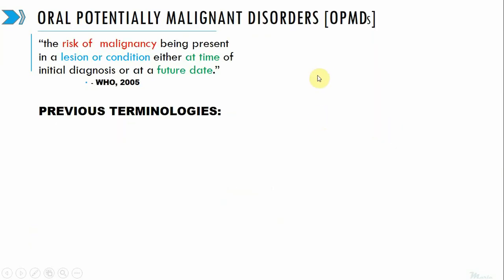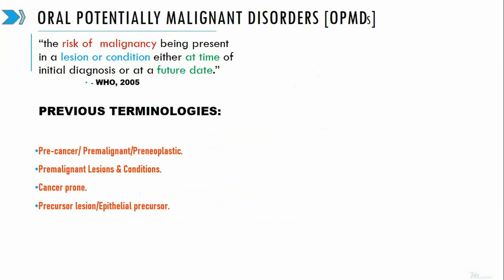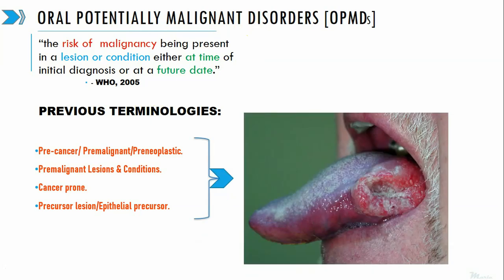Moving on to the next topic, which is referred to as OPMDs or oral potentially malignant disorders. These are lesions with a risk of malignancy being present within the lesion or condition either at the time of initial diagnosis or at a future date. The term oral potentially malignant disorders was given by WHO in the year 2005. Previously, various terminologies have been used, which include precancer, pre-malignancies, pre-neoplastic, pre-malignant lesions and conditions, cancer-prone, precursor lesion or epithelial precursors. But all these lesions have now been referred to as oral potentially malignant disorders.